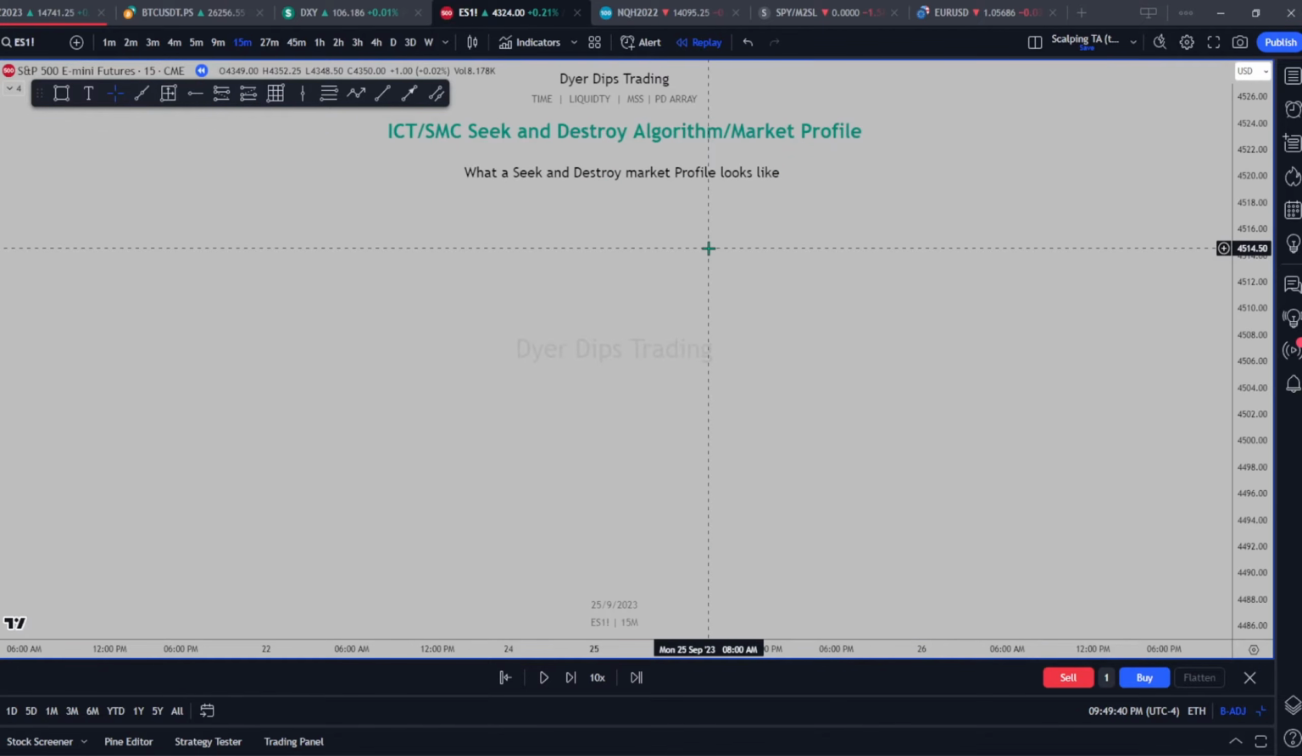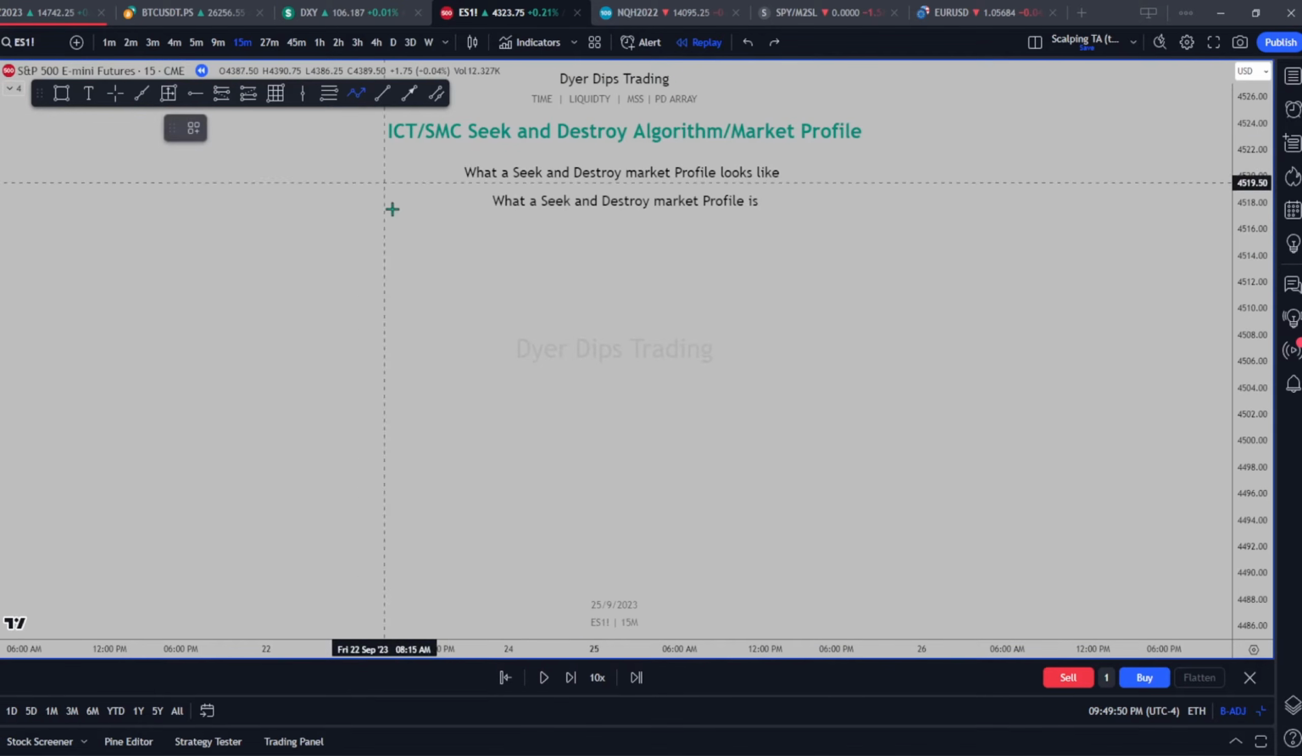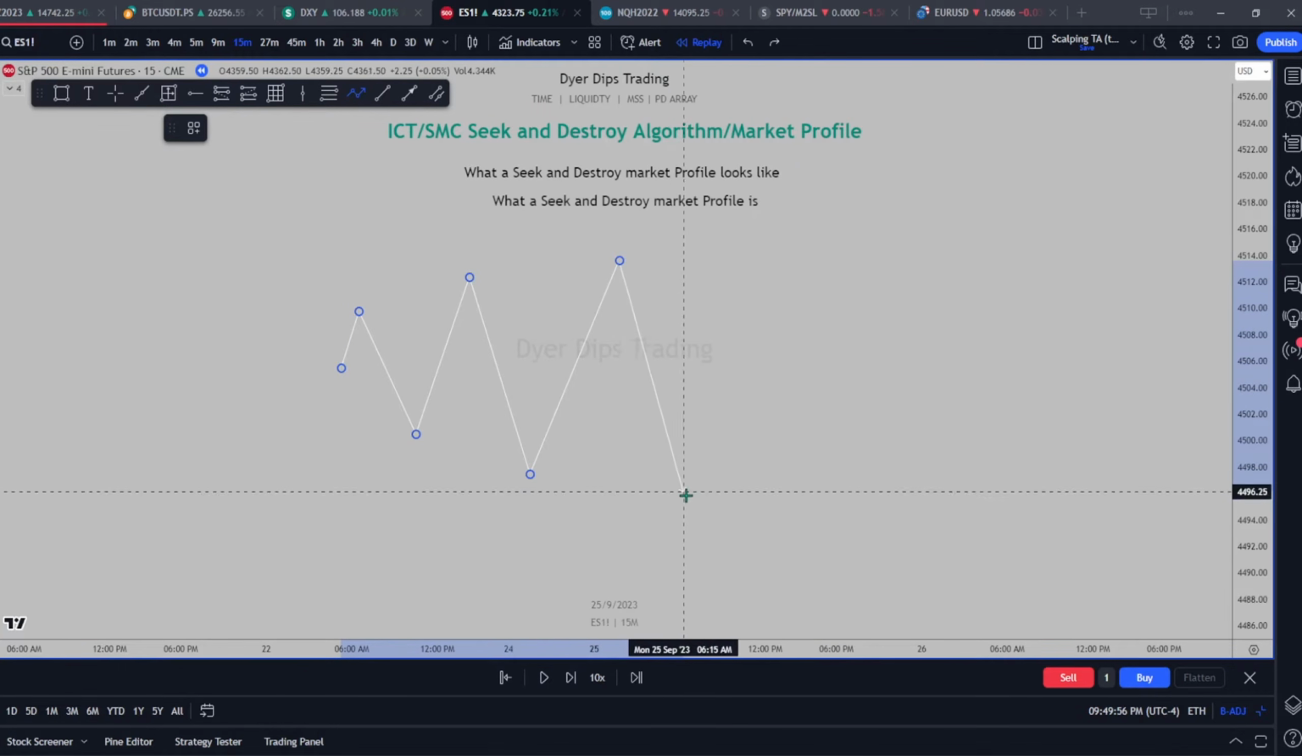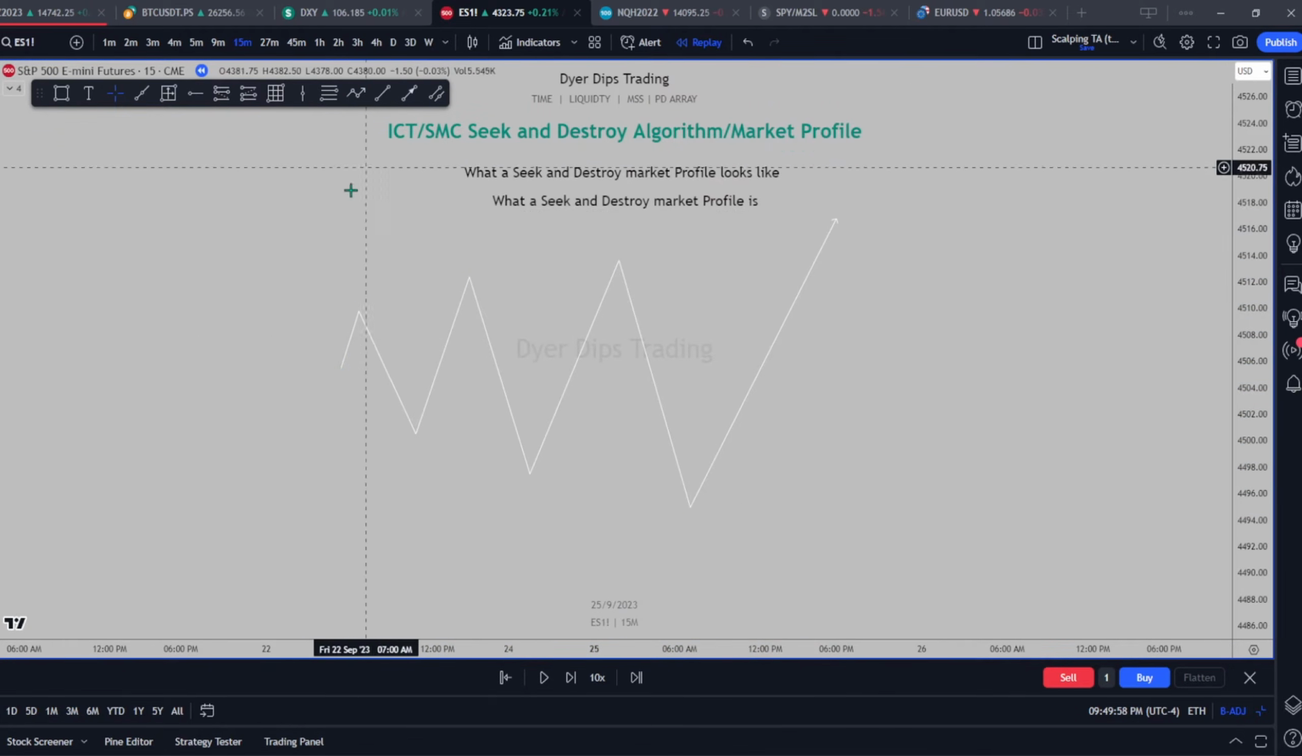Alright, so with all that being said, let's hop right into what a Seek and Destroy market profile looks like, as well as what a Seek and Destroy market profile is, as they do go hand in hand here. So, first things first, we have to understand what it looks like. And this is a pretty crude example or drawing here, but essentially, this is what a Seek and Destroy algorithm looks like. And it doesn't always have to end up here.